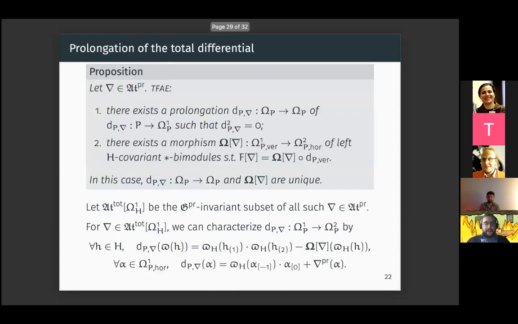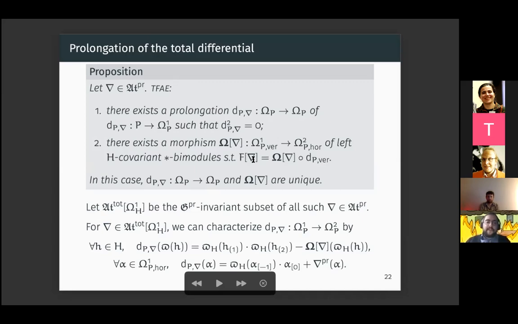How do we get a DGA? Well, here's our first interesting fact. Suppose we have a prolongable gauge transformation. The following are equivalent. On the one hand, you have a prolongation of your total derivative from P to 1 forms that satisfies the magical condition d squared equals 0.